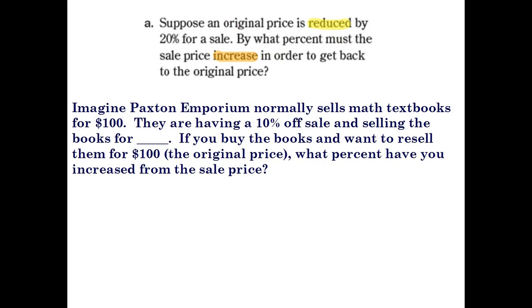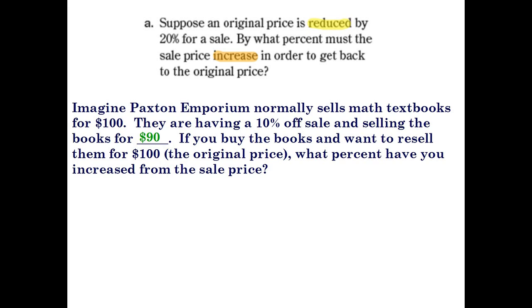So imagine Paxton Emporium normally sells math textbooks for $100. They are having a 10% off sale and selling the books for, well, if it's 10% off, that means 90% is left that you're going to pay for it. So 90% of $100 is $90. And if you buy the books and then want to resell them for $100, the original price, what percent have you increased from the sale price?